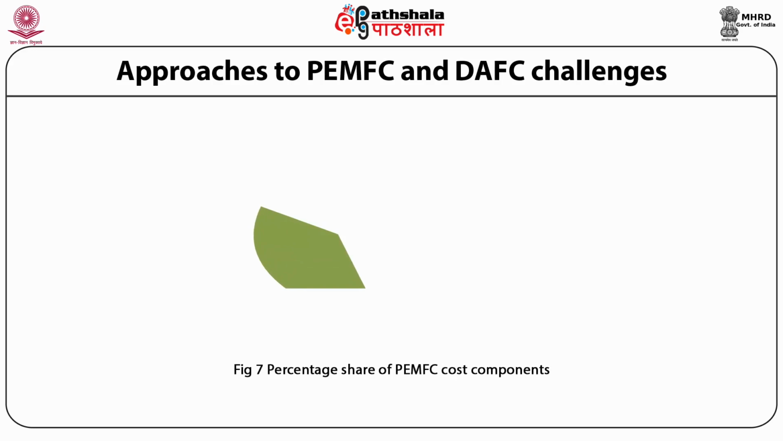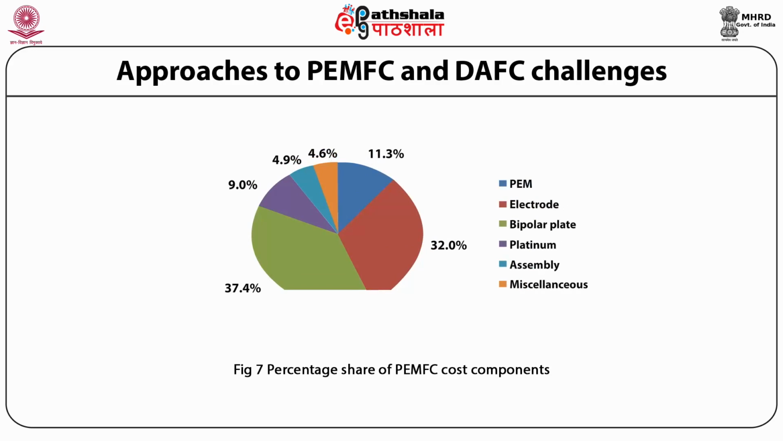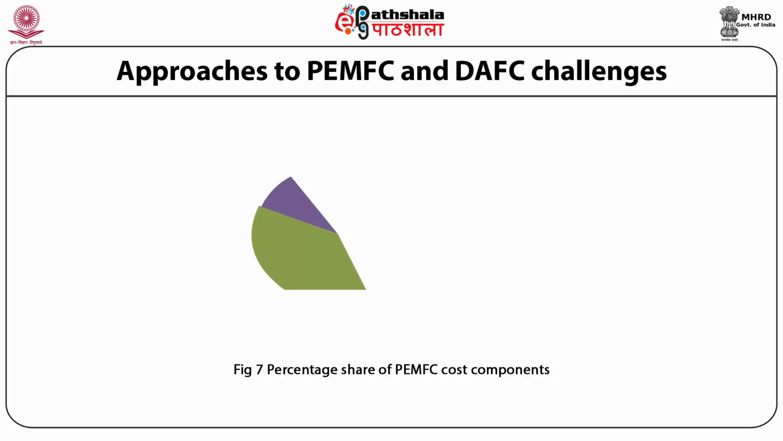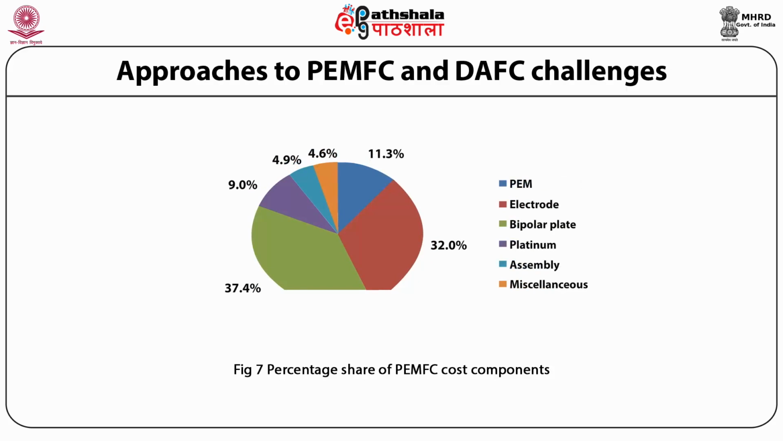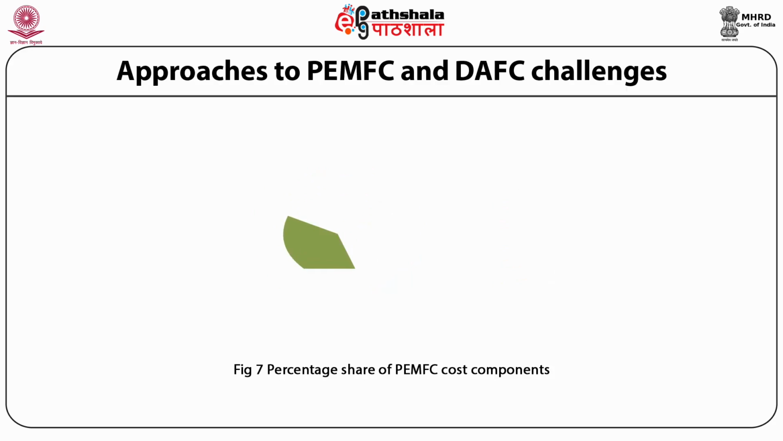Now here on the screen you can see the percentage share of PEMFC cost components. So 11.3% is PEM, 32% is electrode, 37.4% is bipolar plate, 9% is platinum, 4.9% is assembly, and 4.6% is miscellaneous.